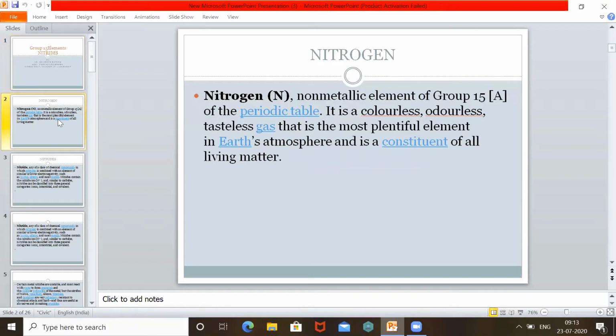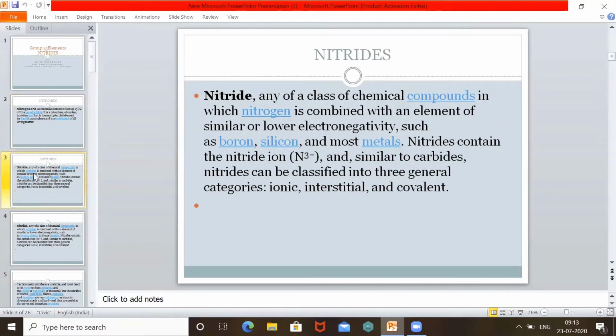What is nitrogen? Nitrogen is a non-metallic element of group 15 of the periodic table. It's a colorless, odorless, tasteless gas. It is present in plenty in the atmosphere. It is a constituent of all living matter. Let us go to our syllabus, that is nitrides.